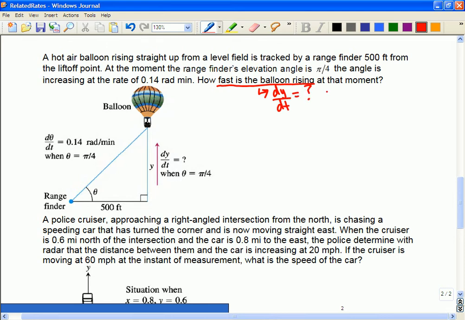That's always the first thing we should start with. The 500 feet from where it's observed, that's this part of the picture here. And this is pi over 4. And we know that the angle is changing at this rate here. So everything has now been labeled in my picture. I know what I'm looking for. The challenge is going to be, how do we relate these pieces together?